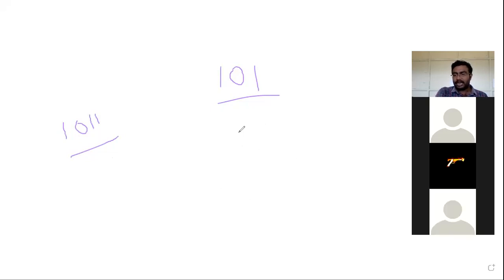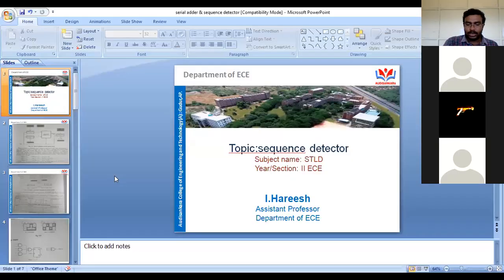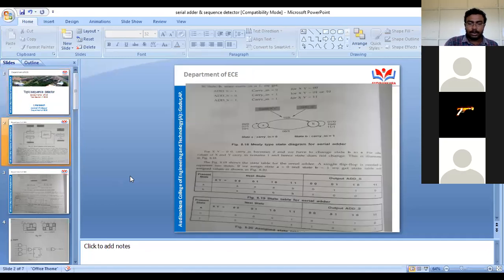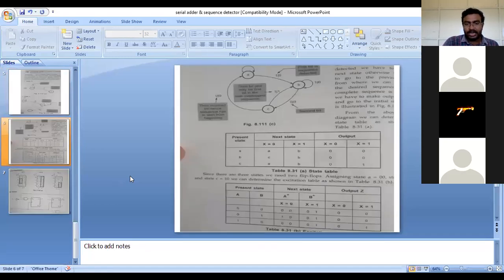Okay, if your state diagram is exactly right, then let me explain to you, students, how this design part is carried out with the help of this presentation. Let me show you how this sequence detector is designed with the help of the state diagram. Here, students, you can see the state diagram that I have designed for 101.